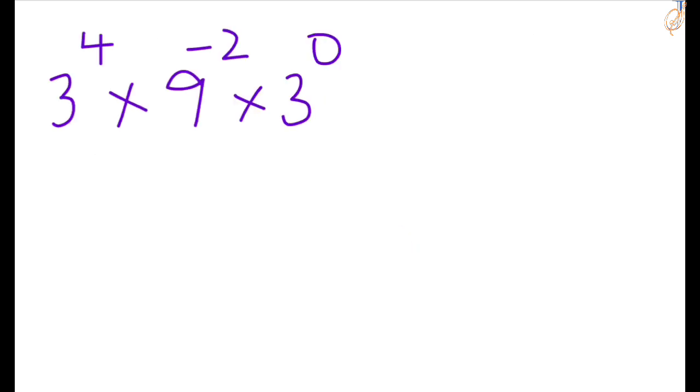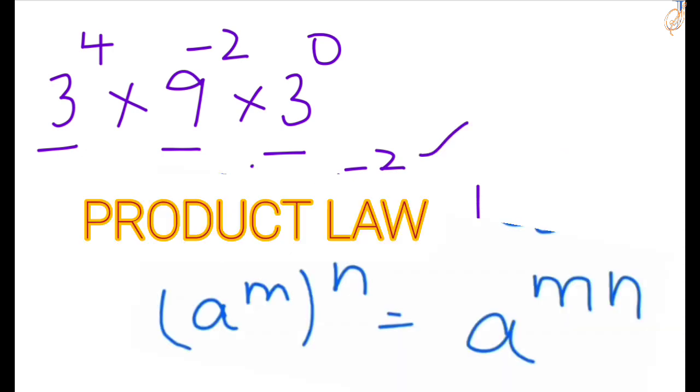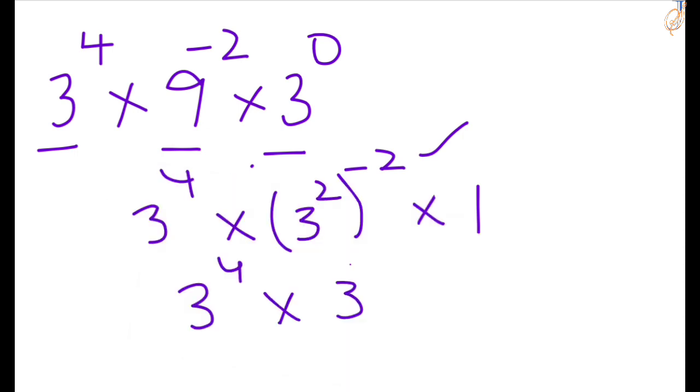Problem: 3 power 4 times 9 power minus 2 times 3 power 0. First, convert all three to the same base. 3 power 4 times 9 converts into 3, which is 3 square, and again whole power minus 2, times 3 power 0, which is nothing but 1. You can write 1. So here, when there is a power outside the bracket, multiply the powers: 3 power 4 times 3 power minus 4.